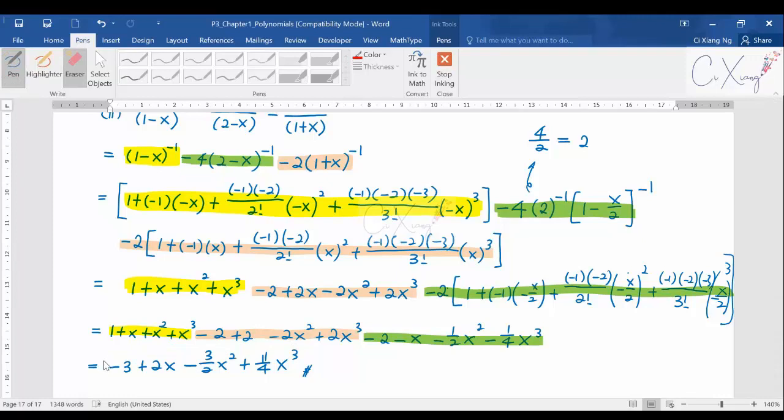Oops, wait. Respond a bit slow. Okay, so this is my correct final answer. For this example, they didn't ask for the value of x, so you don't need to write it out. You just leave your answer like this. Alright, so this is what we have.